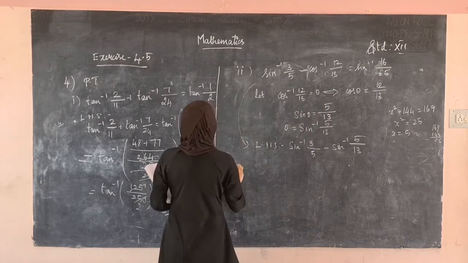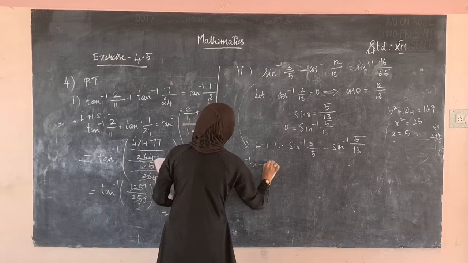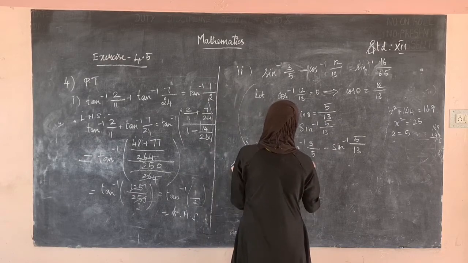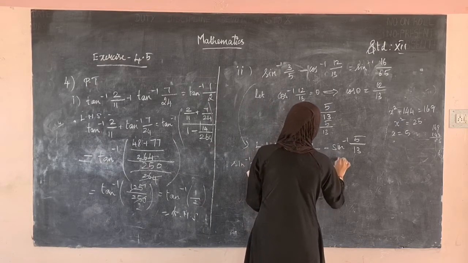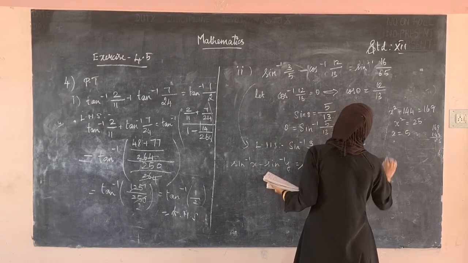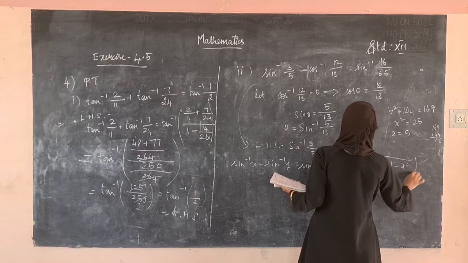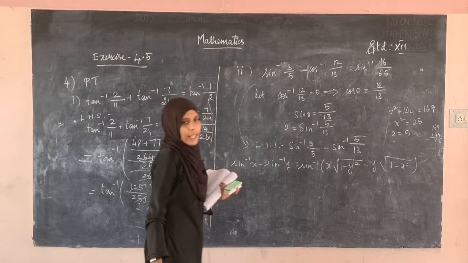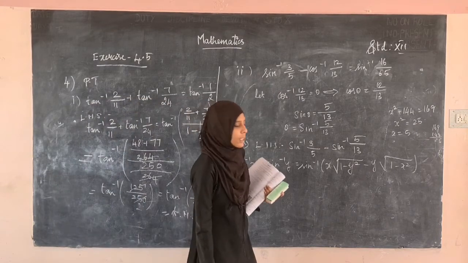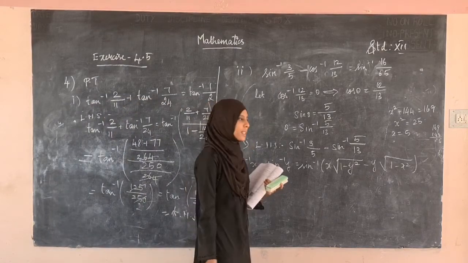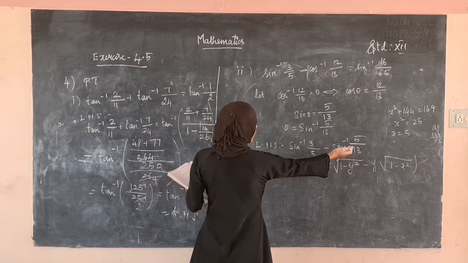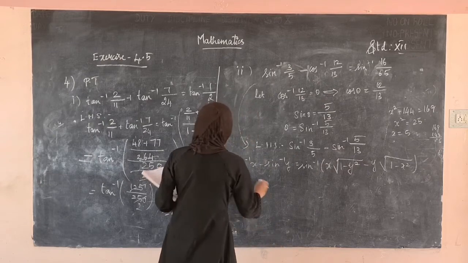Okay. The formula of sin inverse of x minus sin inverse of y is sin inverse of x into root of 1 minus y square, minus y into root of 1 minus x square. This is the formula. You have to mark this. Sin inverse of x minus sin inverse of y is equal to sin inverse of x into root of 1 minus y square minus y into root of 1 minus x square. Okay, see here what's x? x is 3 by 5 and here y is 5 divided by 13.